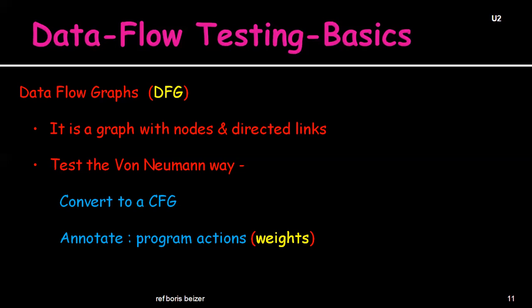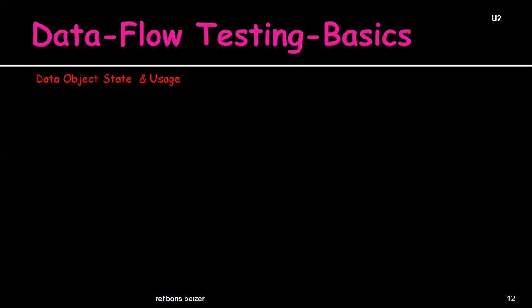So what are the data objects' state and usage? Data objects can be in three states: created, killed, and used, which of course we represent by using DKU. They can be used in two distinct ways: one is in the calculation part and the other is in the control flow graph path. So here we are going to represent these states by using some symbols.